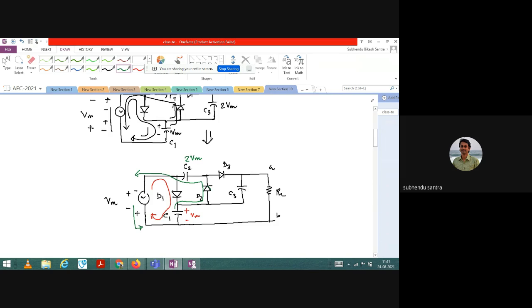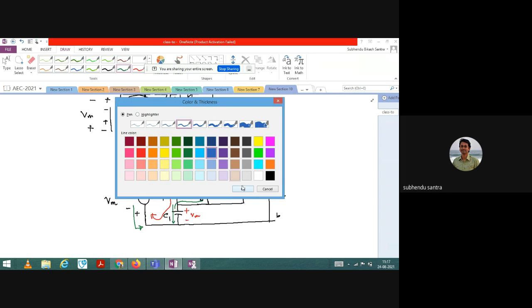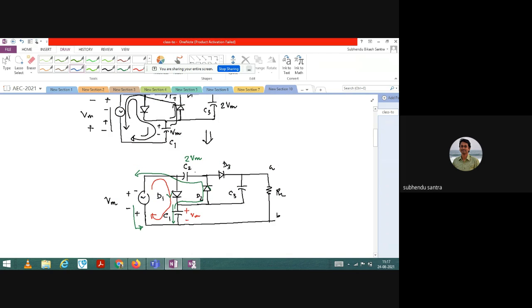Now when it is once again the positive half, what will happen? Once again this capacitor will be charging through this path, but at the same time this capacitor C2 will be discharging through the diode D3, and it will be charging the capacitor C3 to the voltage of 2 Vm. Right, this is plus and this is minus. So now if you see across the AB terminal, what is the voltage? This is 2 Vm and this capacitor is Vm. So I can write 2 Vm plus Vm equals 3 Vm. So this is the output voltage of the circuit.